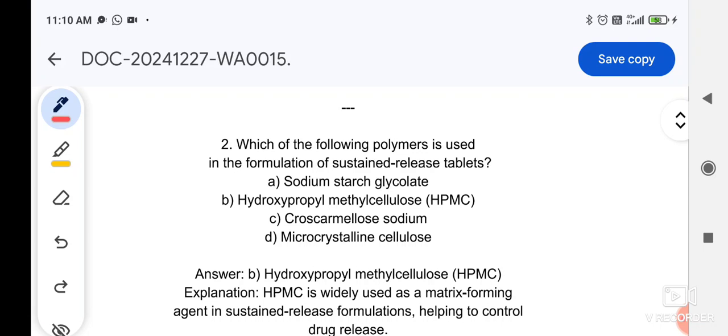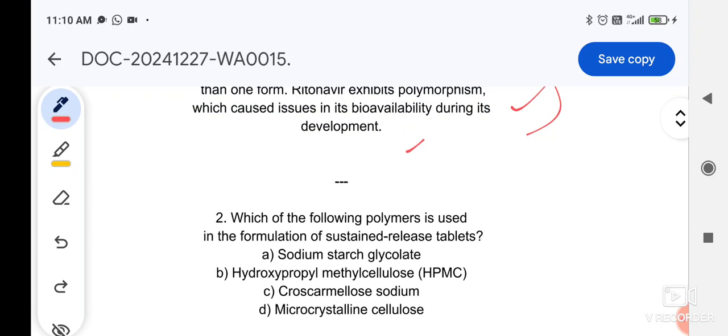Then we will go to the second question. Which of the following polymers is used in the formulation of sustained release tablets? Now this is a tablet question. Option A is sodium starch glycolate. Option B is hydroxypropyl methyl cellulose. Option C is croscarmellose sodium, and option D is microcrystalline cellulose. If you know the correct answer, you can comment or write it in your copy. So the correct answer is HPMC, that is hydroxypropyl methyl cellulose.